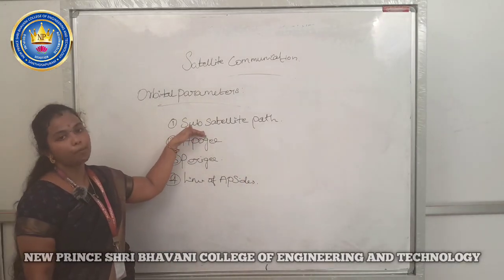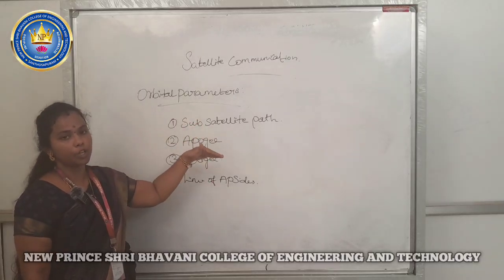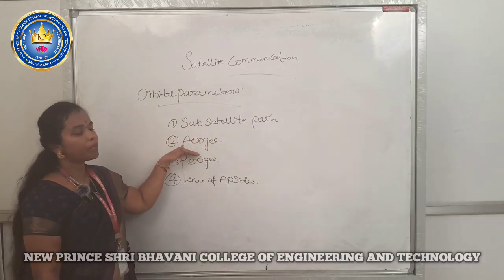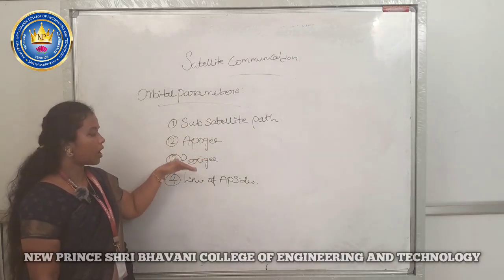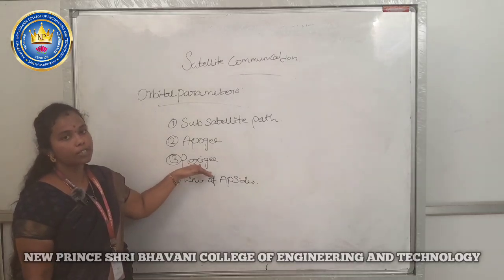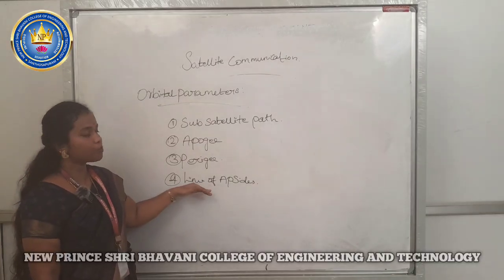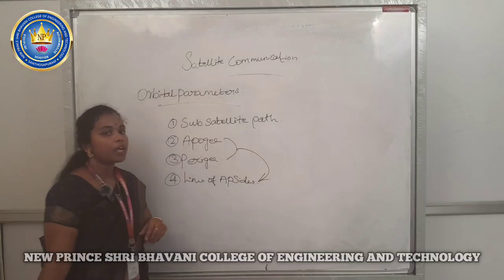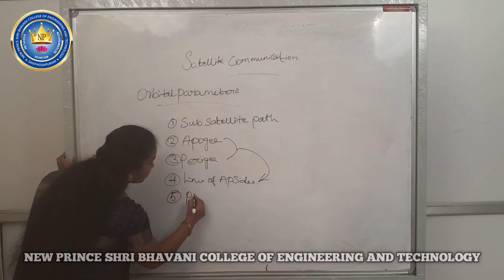What is the sub-satellite path? It is the path just below the satellite on the earth's surface, we can call it the sub-satellite path. What is meant by apogee? It is the farthest point from the earth station, and perigee is the closest distance from the earth station. The line joining perigee and apogee is called the line of apsides. Then we move on to the retrograde orbit and prograde orbit.